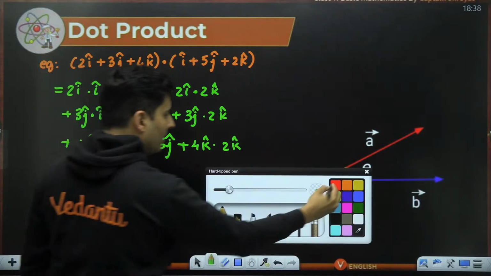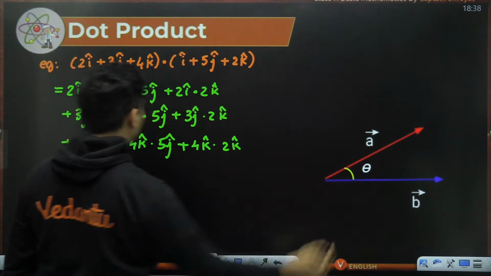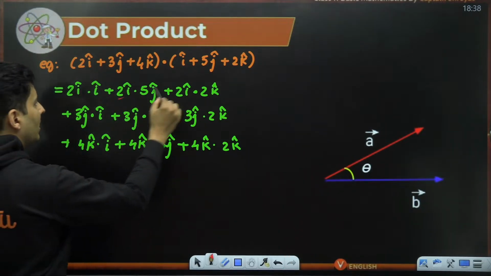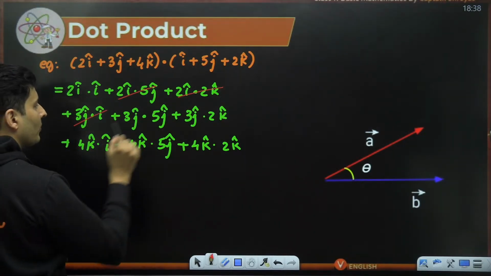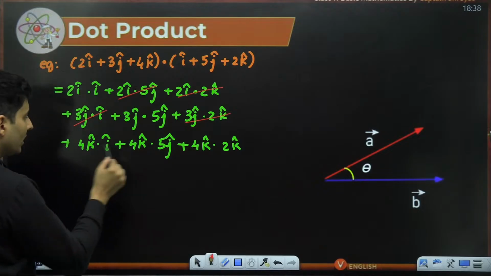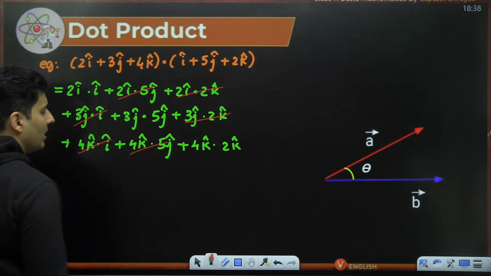But I'll tell you what, many of these are utter nonsense. Like I into J doesn't matter. I into K, 0. J into I, 0. J into K, 0. K into I, 0. K into J, also 0.